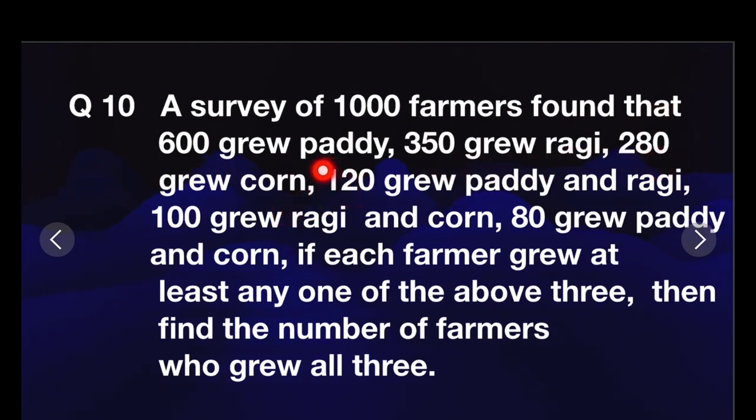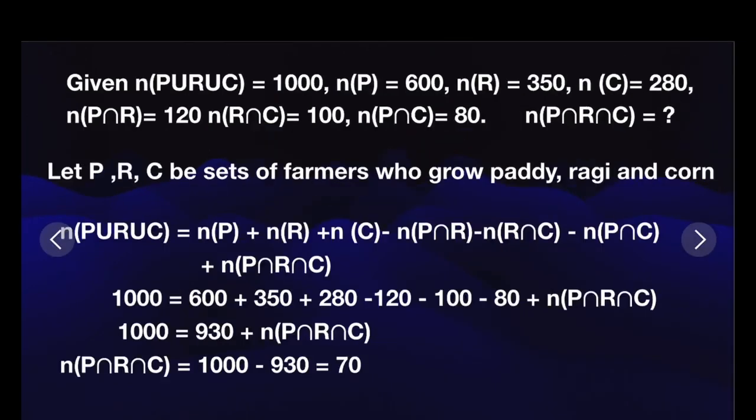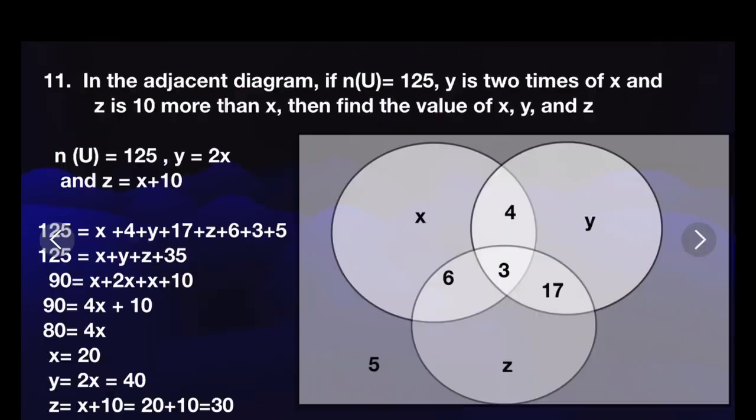So first, name the sets. That is, farmers who grew paddy is capital P, capital R, capital C. So n of P union R union C is 1000. n of P is 600. n of R is 350. n of C is 280. n of P intersection R is 120. Like that, write down all these values. Then take this equation and put the values, and you will get the answer.